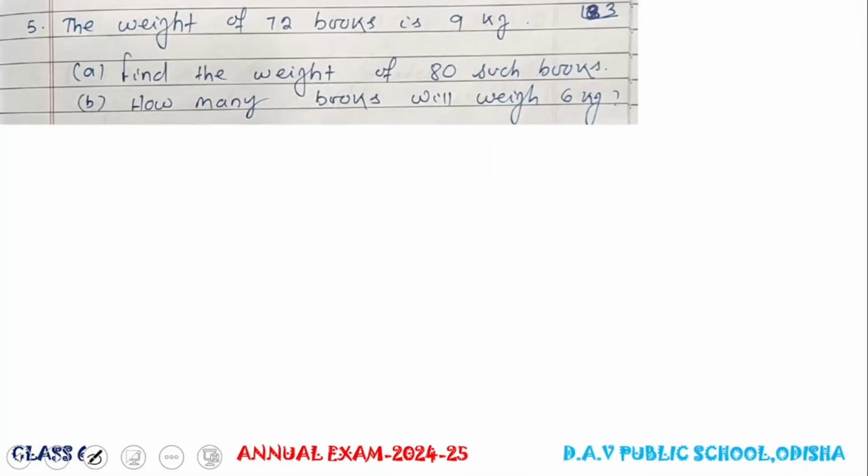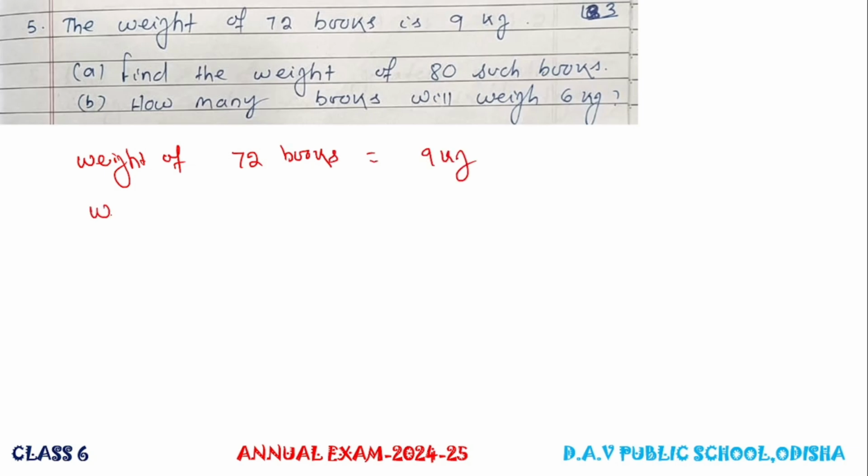Next, question number 5. The weight of 72 books is 9 kg. So first of all write down: weight of 72 books equal to 9 kg. Then tell me, what is the weight of 1 book? Simply division. 9 divided by 72 equals 1 by 8 kg.